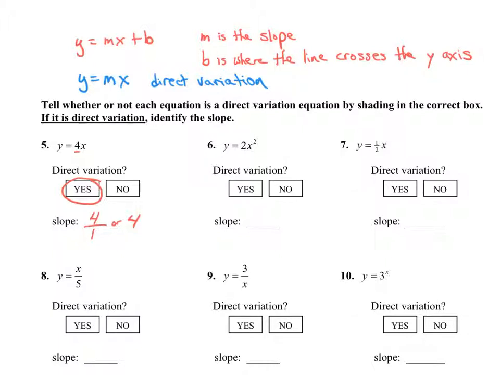Number 5 is direct variation. The slope is 4 over 1, which is a straight line, and it goes to the origin because there is no b. Number 7 is direct variation because the slope is up 1 over 2 consistently. And we can see that it goes through the origin because there is no b in the formula.